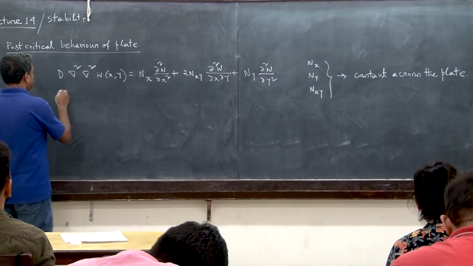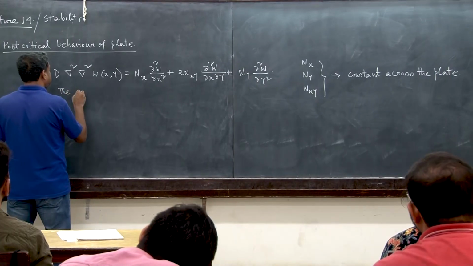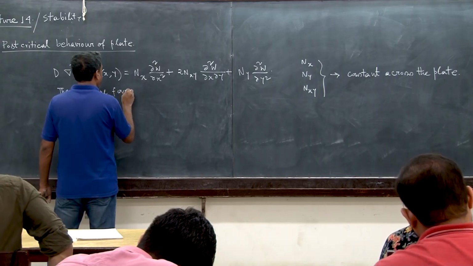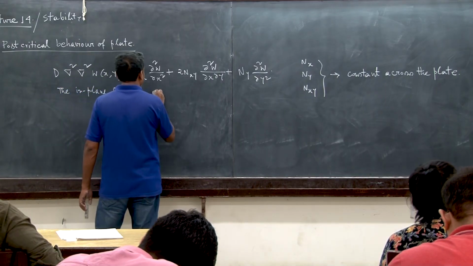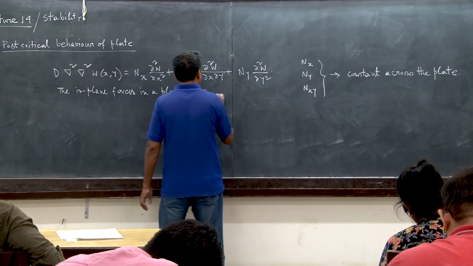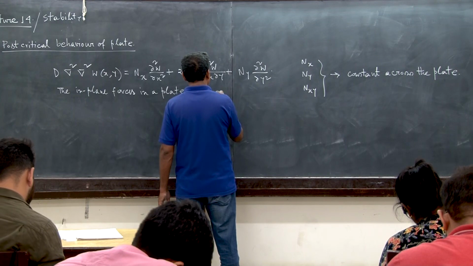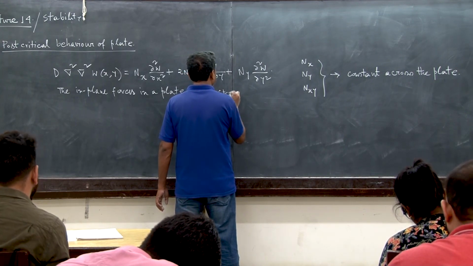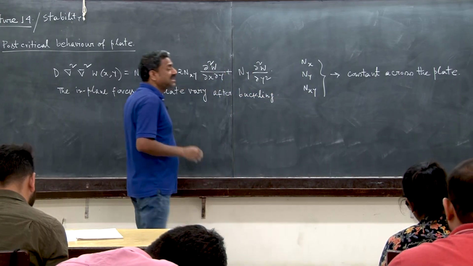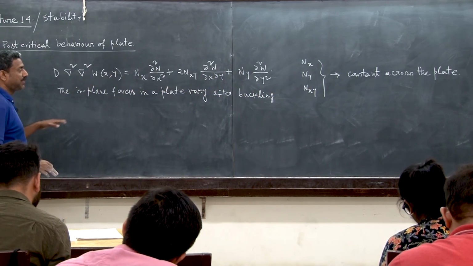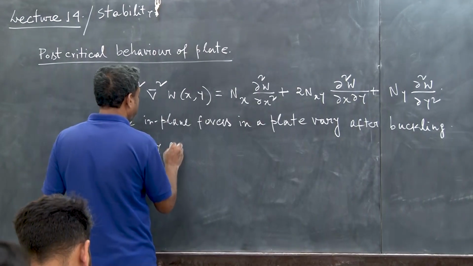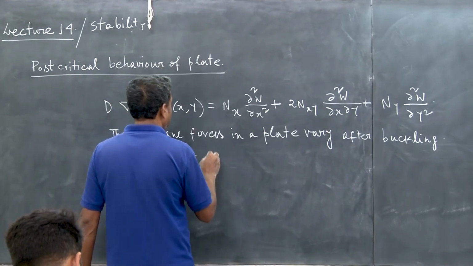So the in-plane forces in a plate vary after buckling. Once it buckles, then it starts redistributing. The in-plane forces in the plate vary, they start redistributing.